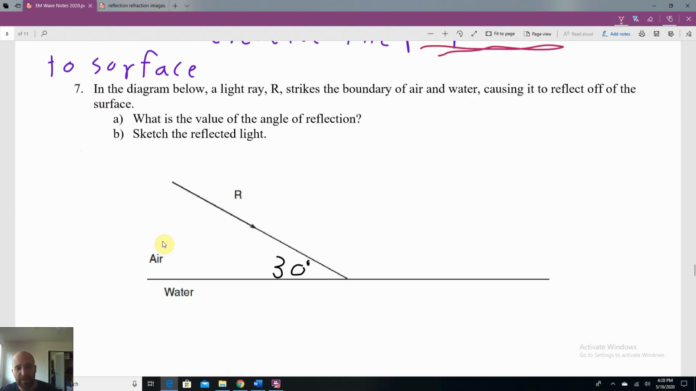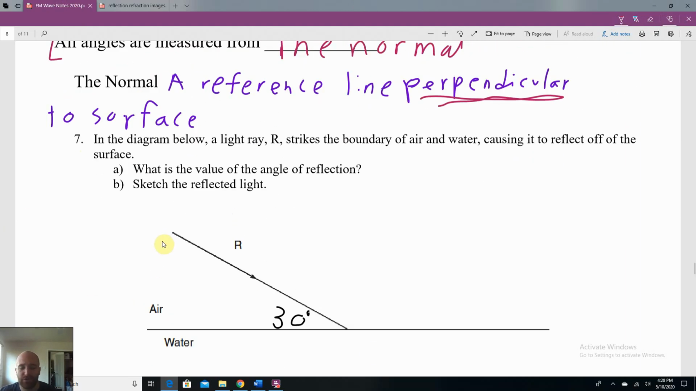Cool. So here's a nice question I could ask, and this is really as tricky or as annoying as I could make it. In the diagram below, a light ray, R, strikes the boundary of air and water, causing it to reflect off of the surface. So light comes in, just like our laser from the previous picture, and it's going to bounce out. What is the value of the angle of reflection? And then B, sketch the reflected light.